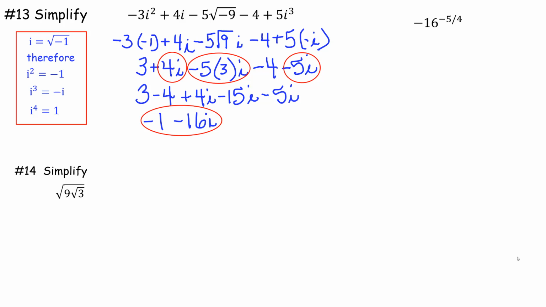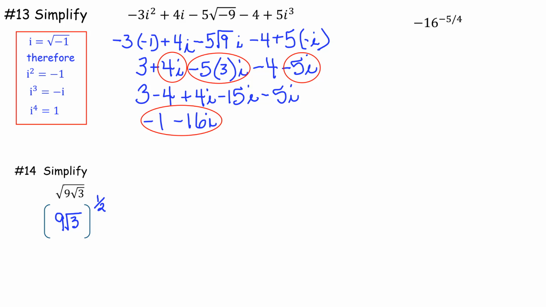Okay, number 14, we have the square root of 9 square root of 3. So we're going to change all of these square roots into fractional exponents. Remember, whenever we take the square root of a number, we could also do that in different notation by just raising whatever that number is to the 1/2 power. So I'm going to raise everything under the big square root, 9 square root of 3, to the 1/2 power. I'm going to put it in parentheses, and instead of writing a square root sign, I'm going to write that as raised to the 1/2 power.